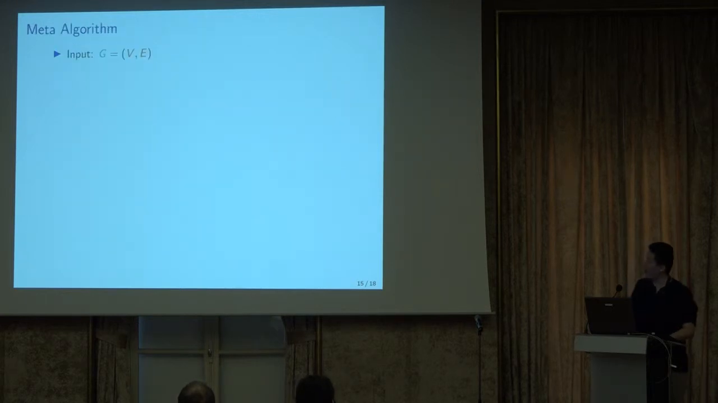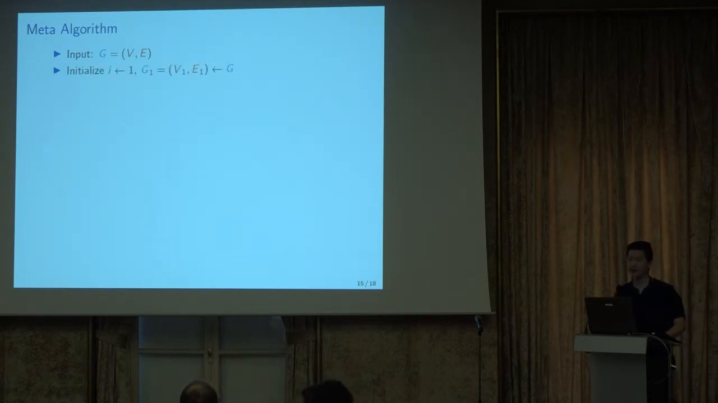Okay, so we can build our whole algorithm. So you have an input graph G, and we initialize the graph G1 to be the input graph.